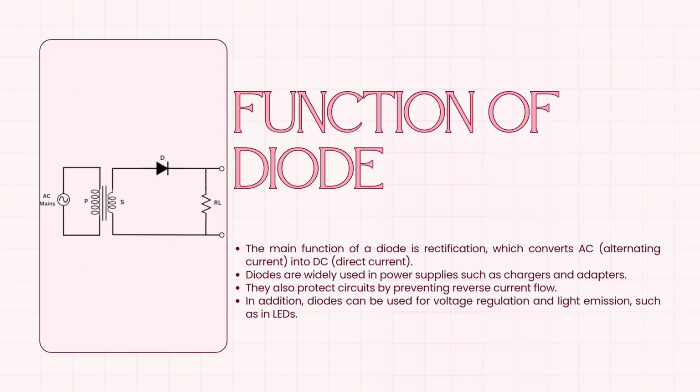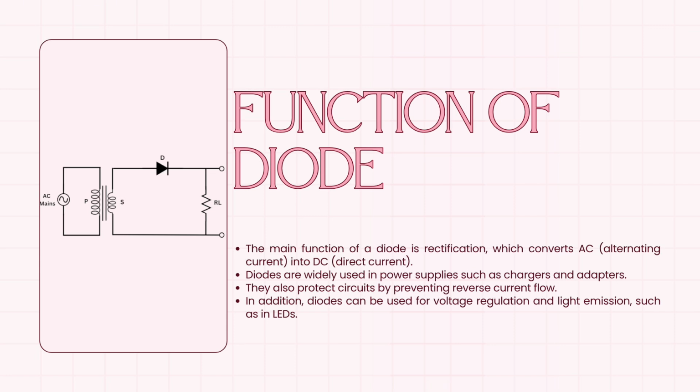Next, diodes are widely used in power supplies, especially in things like chargers and adapters. For example, when you charge your phone, the power from the socket is AC, but your phone needs DC. So the diode inside helps convert the current into a usable form. Besides that, diodes also protect circuits by preventing reverse current flow. If current suddenly flows in the wrong direction, it can damage sensitive components. So the diode acts like a safety barrier to block that reverse current.